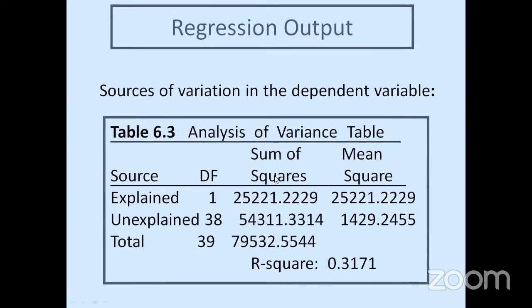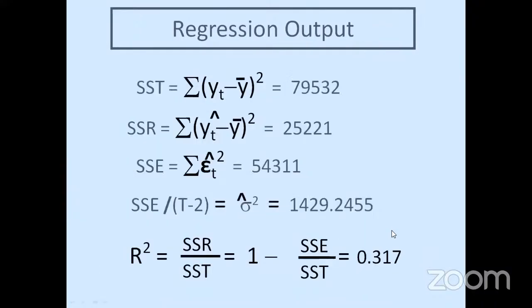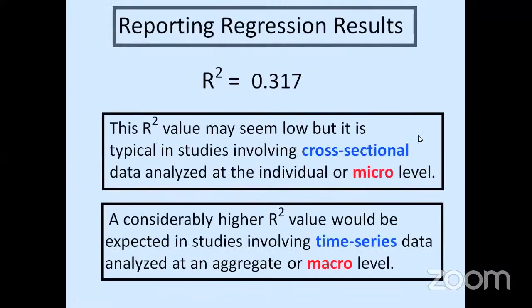Sources of variations in the dependent variable. This output will also be generated when you run SPSS or Stata to see the R square, that is the coefficient of determination. When we do it manually, we have to calculate each and every thing. But when we carry it out in software, we get this R square by default. So 0.317 is the R square value, which is not that great.